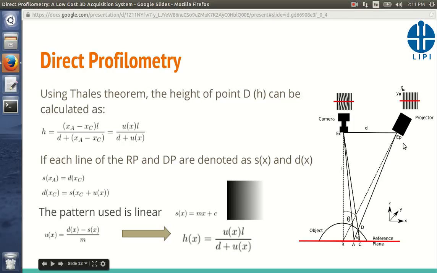Here the ray that comes from EP will be reflected onto the camera from point A without the presence of the object, but in the presence of the object, the same ray will be reflected onto the camera from point C. So we have two triangles here, and we can use the Thales theorem to compute the height information H at this point D.